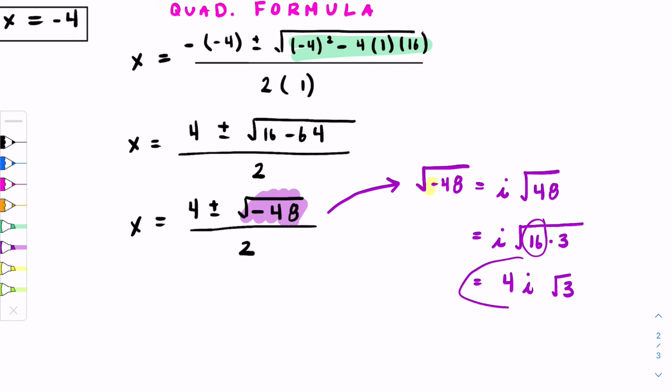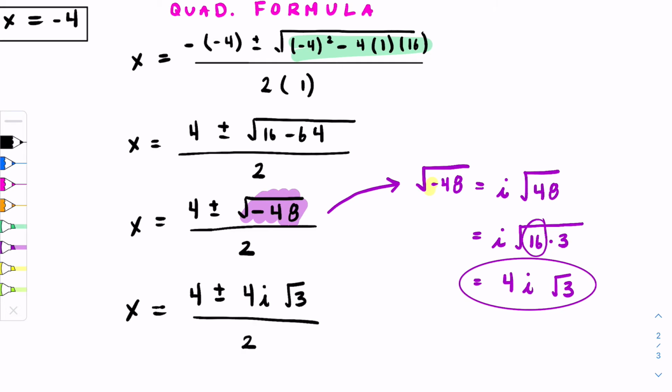All right, so I'm going to take this and I'm going to substitute it back into my expression. I have x equals 4 plus or minus. I'm now going to replace the square root of -48 with 4i times the square root of 3 divided by 2.